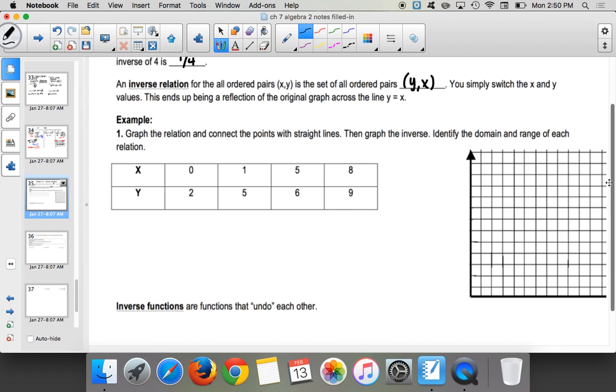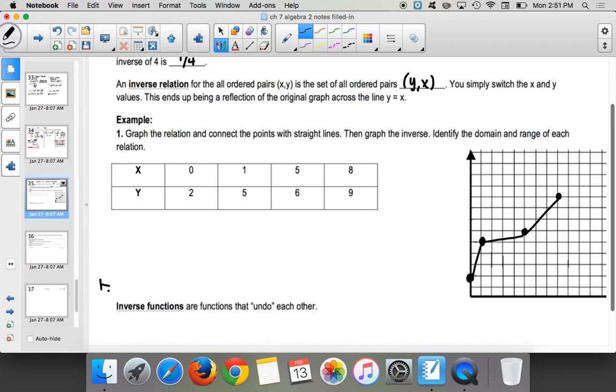The first one has the point (0, 2), because 0 for x, 2 for y. The next one is (1, 5). And then we have (5, 6), and we have (8, 9). Okay, so if I connected those with straight lines just to see what the shape is, it looks like that. Like I said, we don't typically do that. We're just going to do it here so we can see a reflection on this other one.